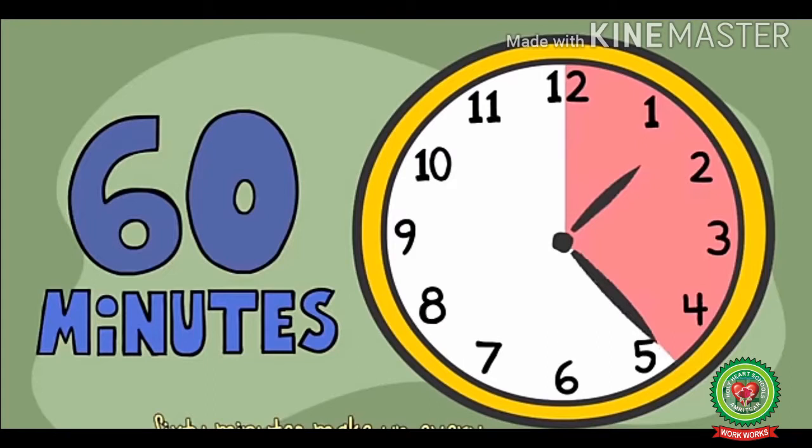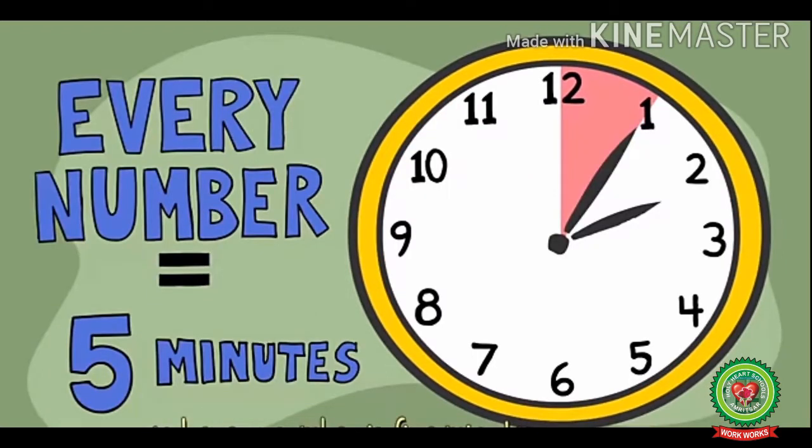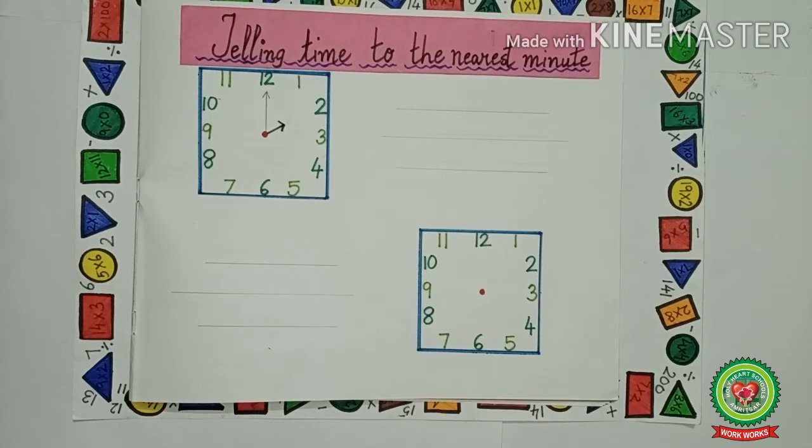Before starting the topic, we must remember that the minute hand takes 60 minutes to complete one full circle. That means 60 minutes is equal to 1 hour. We must also remember that the interval between every number is 5 minutes. That means when the minute hand moves from one number to the other, the interval is 5 minutes. Now let us begin.